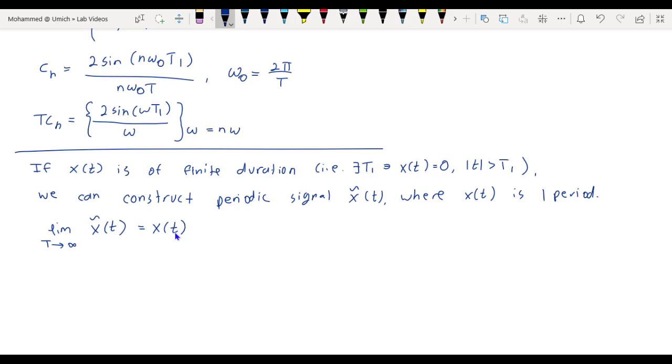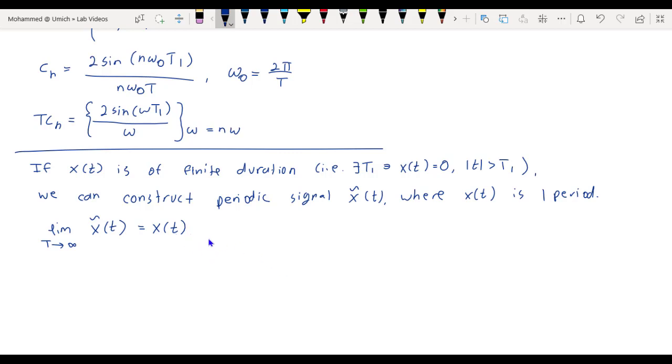So what we see is that if x of t is a signal of finite duration, which means that there exists a number t1 such that x of t equals 0 if absolute value of t is strictly greater than t1, then from this non-periodic signal, we can construct a periodic signal x tilde of t, where x of t is one period. So think about x of t as a single pulse, and then x tilde of t would be the entire pulse train. And then as the period T of x tilde of t goes to infinity, x tilde of t is equal to x of t for any finite value of t.